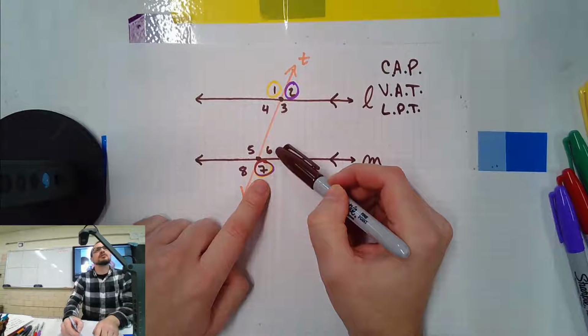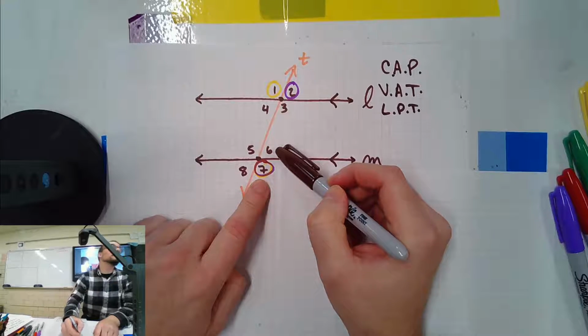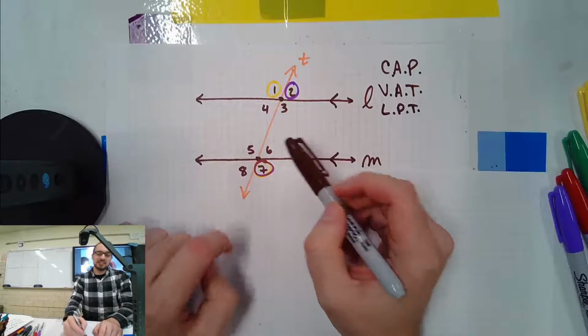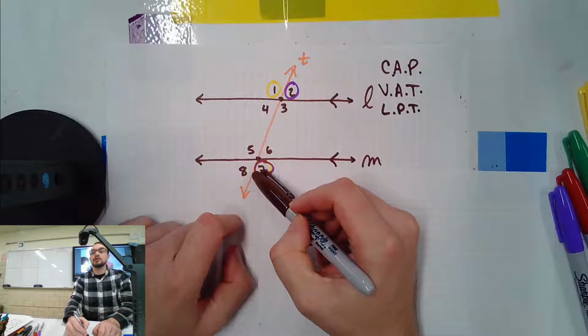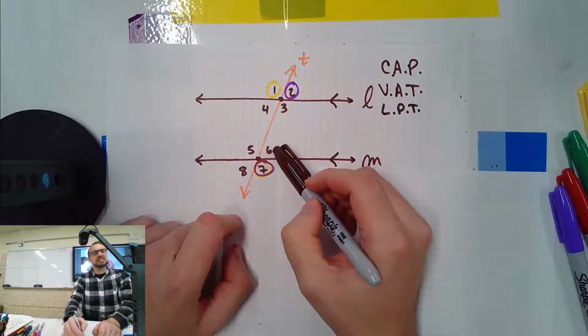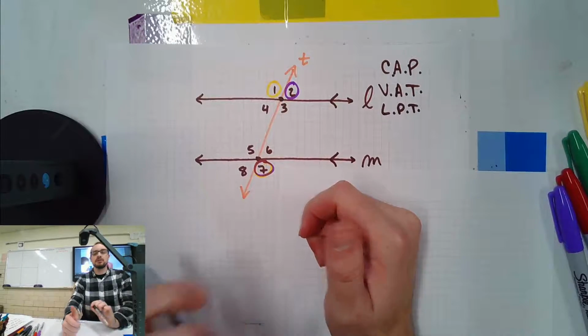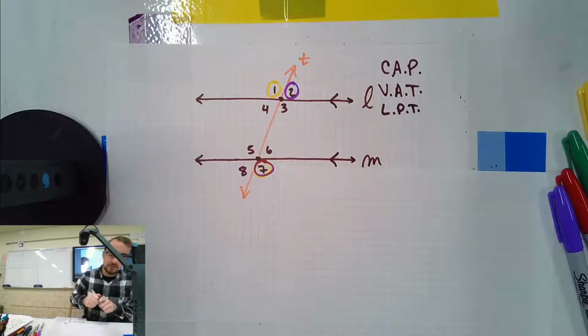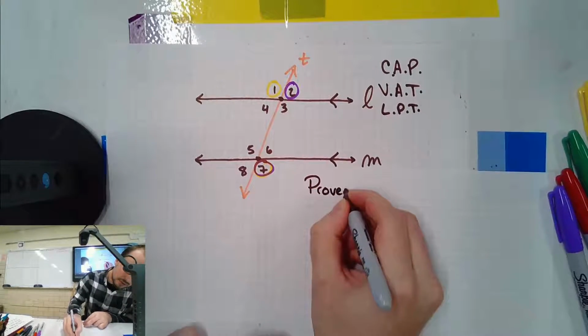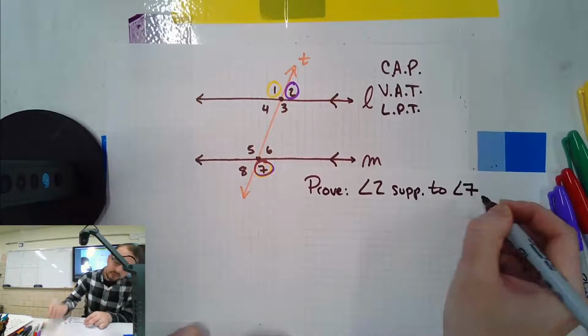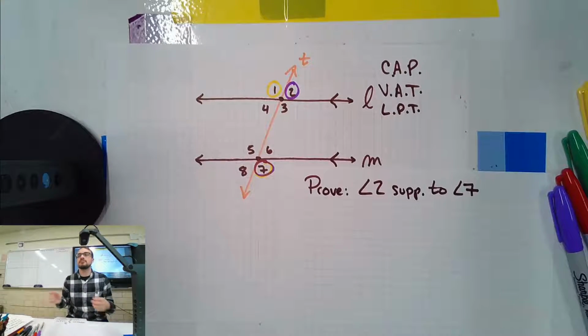Now, what do we know about 6 and 7? They're a what? Linear pair. Linear pairs by linear pair theorem are supplementary, right? So I'm saying 6 and 7 are supplementary, right? And 2 is the same thing as 6. So if 6 and 7 are supplementary, then 2 and 7 must be supplementary, because 2 and 6 are the same thing. So let's write that. We're trying to prove that 2 is supplementary to angle 7.